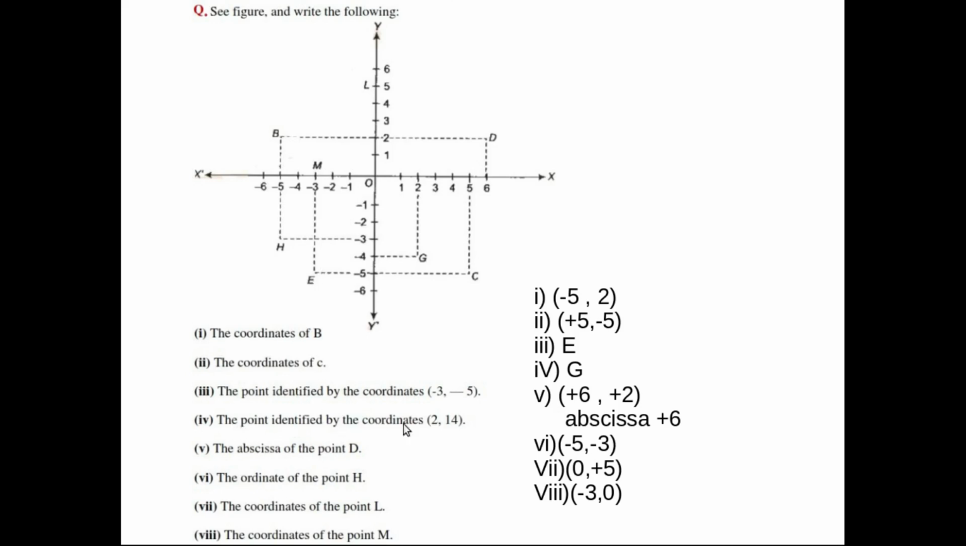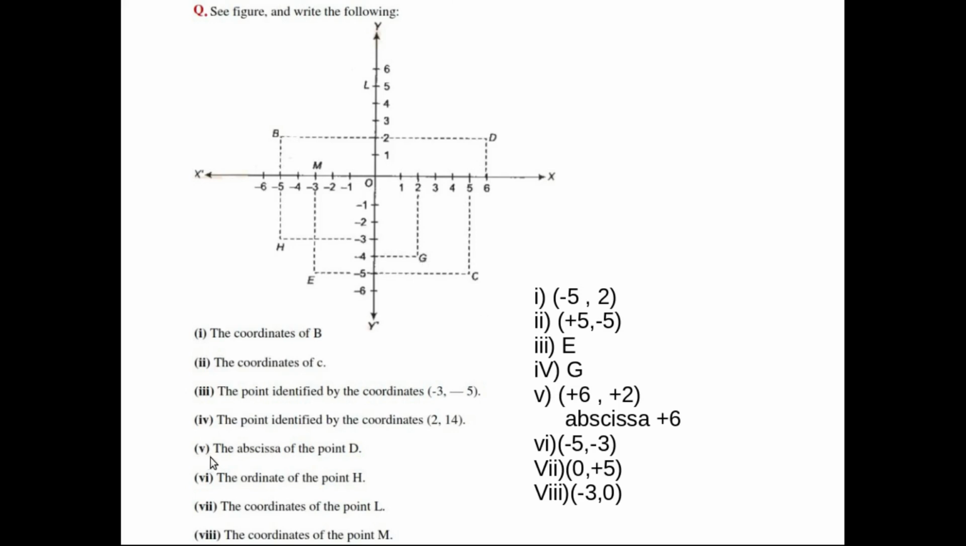Next one, the point identified by the coordinate (2, -4). Actually, this is -4, not 14. So 2 and -4. So where is our 2? Positive here, minus. So just go downside. So G. So the answer is G.